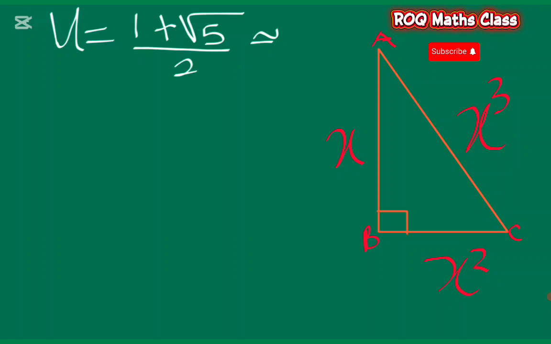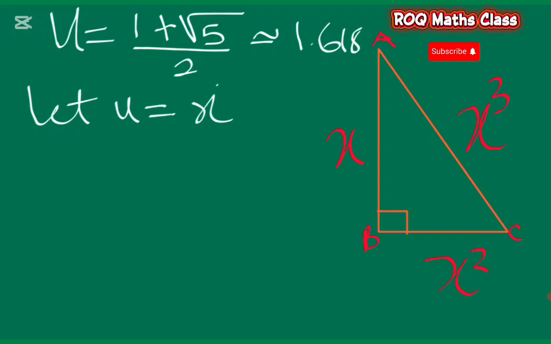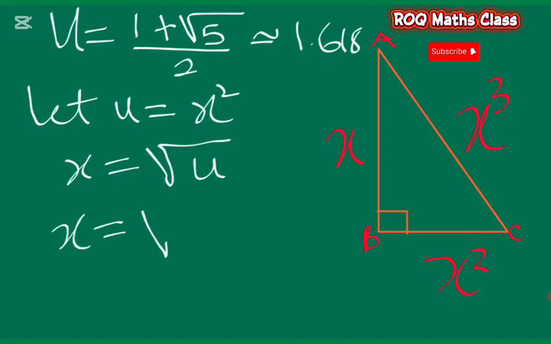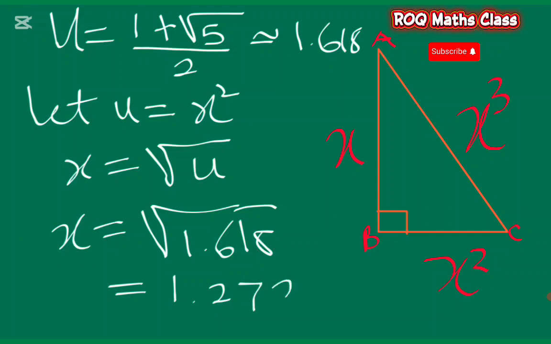And this value is approximately 1.618. And we assumed that u is equal to x squared. So therefore, our x is the same as the square root of u. So our x is the same as the square root of 1.618, and the square root of 1.618 is the same as 1.272. So this is our approximate value.